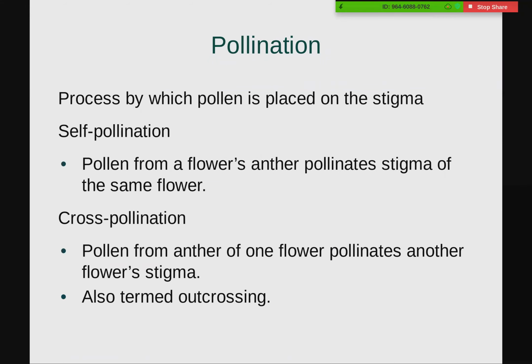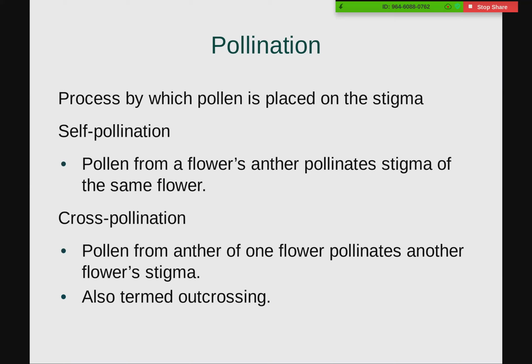Now, for pollination to occur, pollen is placed on the stigma, and then there's 2 types of pollination. So the stigma is the end part of the female reproductive part. Once pollen gets there, it can travel down through the anthers, to the style, down to fertilize the ovule.